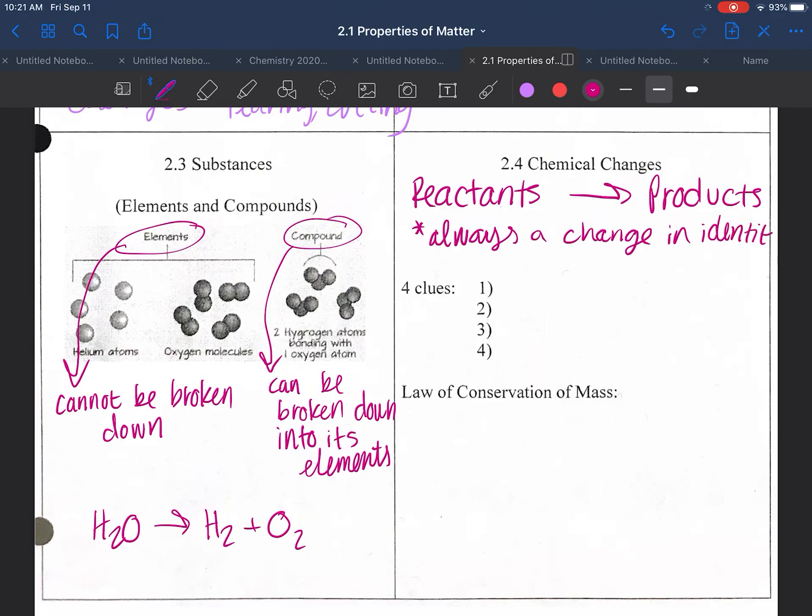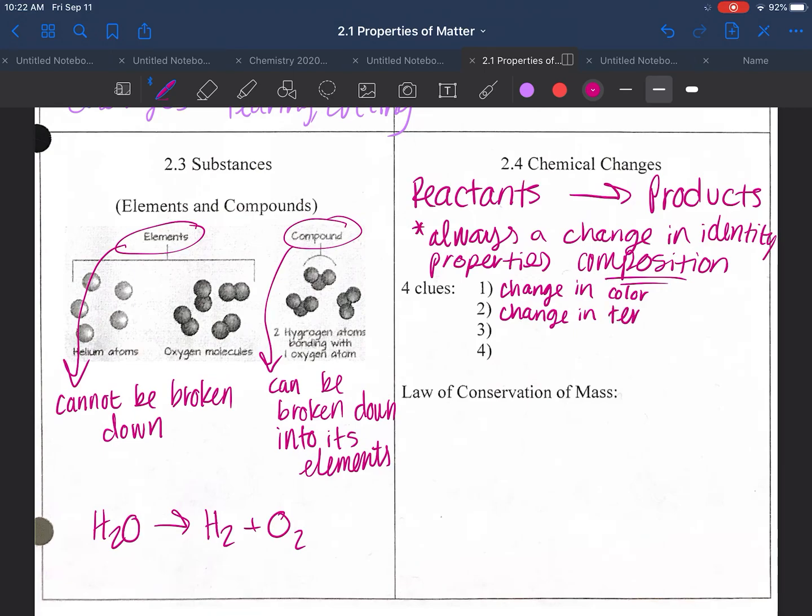In identity, properties, or overall composition. But there are some key clues that help us in determining if a chemical change happened. Those being a change in color, a change in temperature, so if your solution gets hot or cold, a production of a gas, so if your solution gets bubbly or foamy, and also a production of a precipitate, which, remember, a precipitate is a formation of a solid.